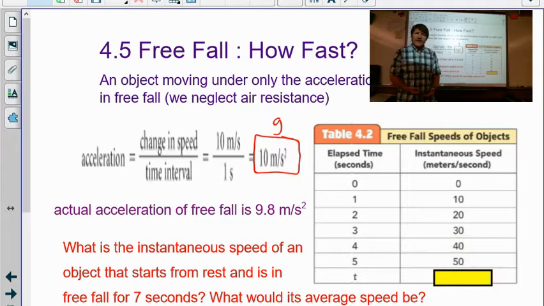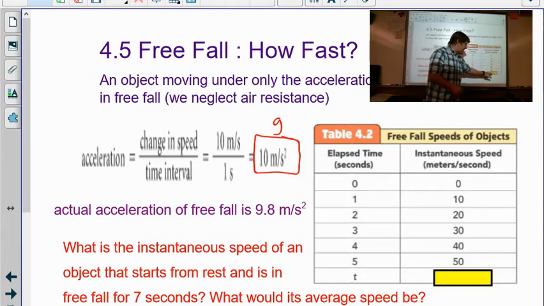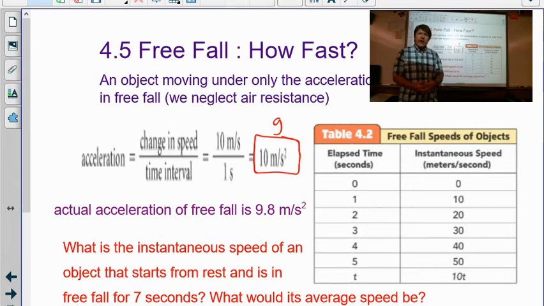It's nice and easy. So the cool thing about free fall is if you're calculating how fast something is going, it's really easy to figure it out. You just take the time and multiply by 10. So 10t will give you the speed of an object that is falling in free fall.